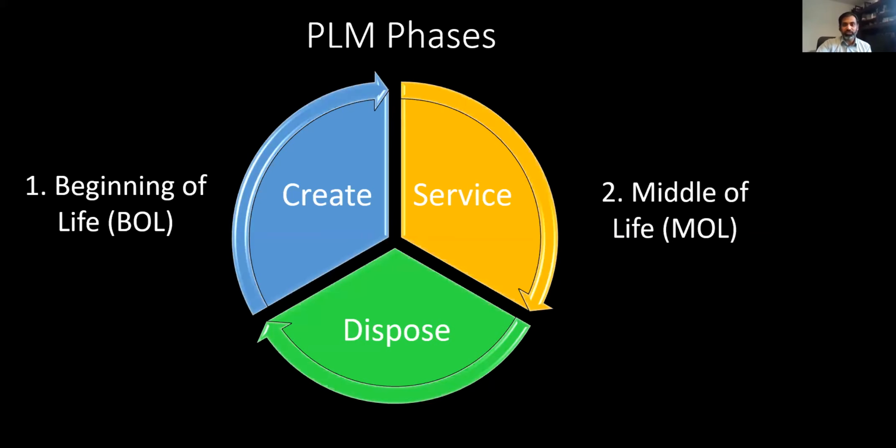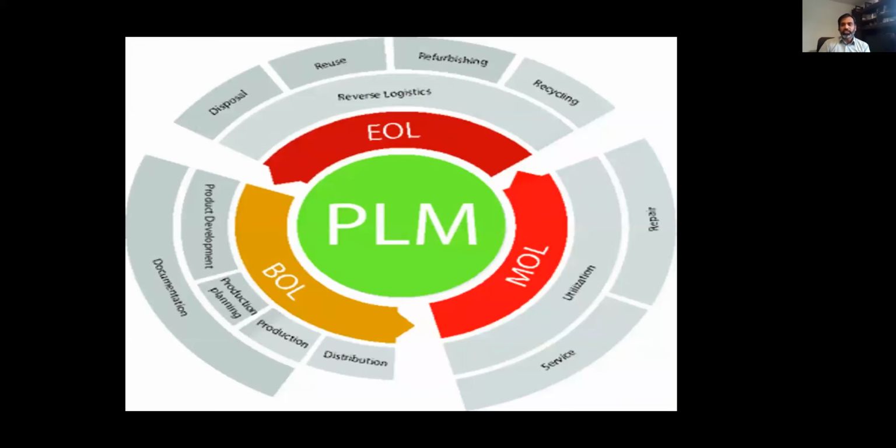So you have the beginning of life, you have the midlife, and then you have the end of life. So these are three stages. And again, this slide further breaks down those beginning of life, end of life, and midlife, medium life, I would say, phases into some of the specific tasks or activities that fall under that. So in terms of beginning of life, you've got product development, product planning, production, documentation. So a lot of stuff that this group is studying these days would fall under that. So a lot of work that you're doing early on.